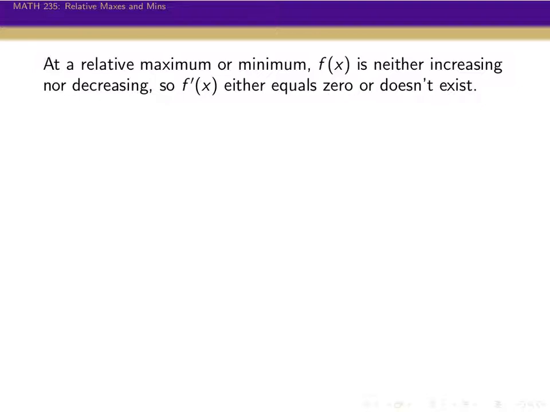And so if it's neither increasing nor decreasing, that means that either the derivative there has to equal 0 or it doesn't exist. The derivative can't be positive or negative because then it would be increasing or decreasing. Okay, and so these are sort of the possibilities.